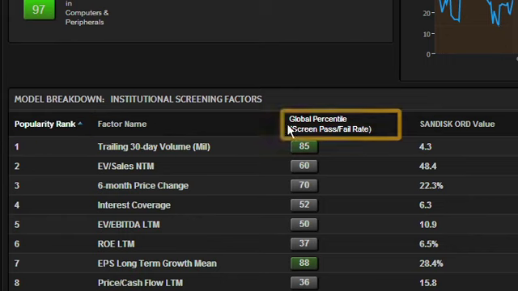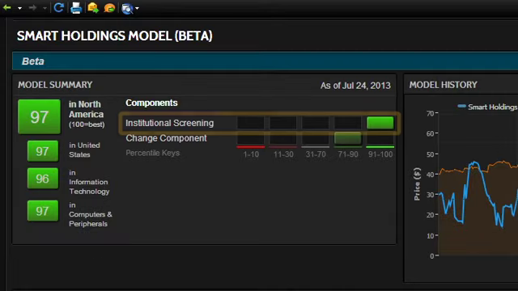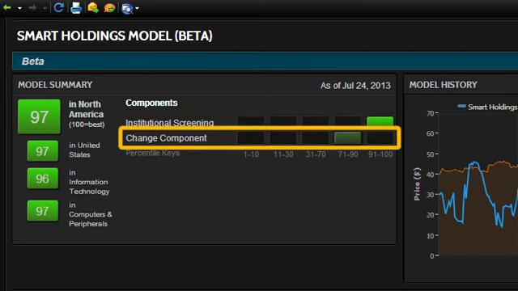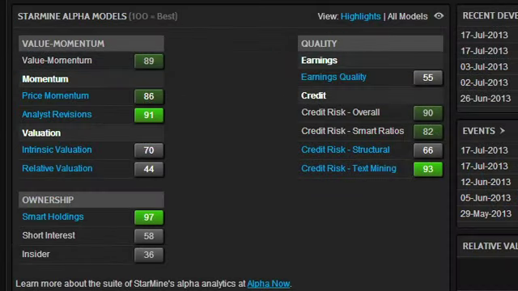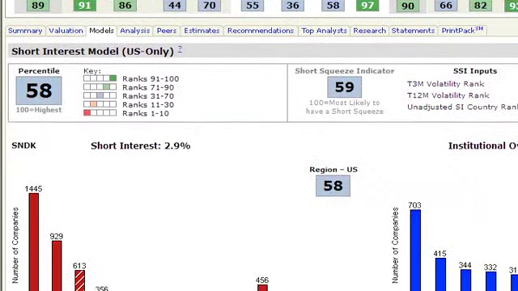To see the factors upon which a stock does well, sort by the stock's global percentile. Stocks that line up well with current institutional preferences will get higher scores. Stocks passing an increasing number of fund manager screens over time get an added boost from the change component. We don't have detailed pages for our two US-only models in Eikon yet, but you can see the scores in the Models widget. The underlying detail pages are currently available in StarMine Professional and will show up in Eikon in a future release.